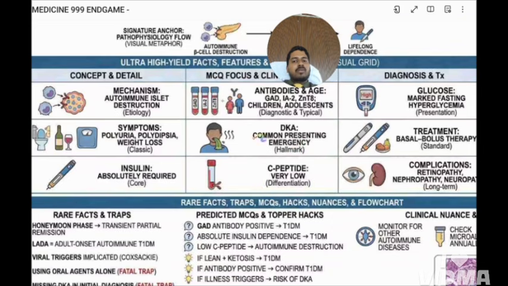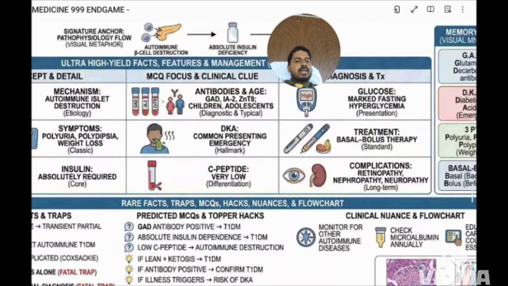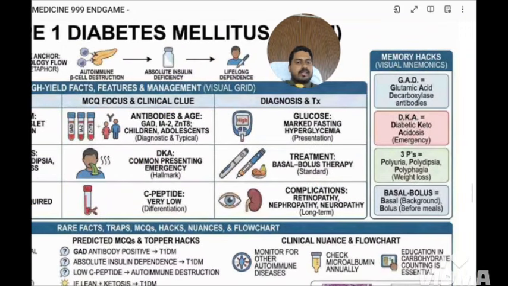Here the C peptide level is very low. In type 2, what happens? There is increased insulin secretion, and as a result there is increased C peptide. But in type 1, there is no insulin, so there is a very low C peptide level. Okay, long-term complications are the same as in adults. There is nothing that is different.